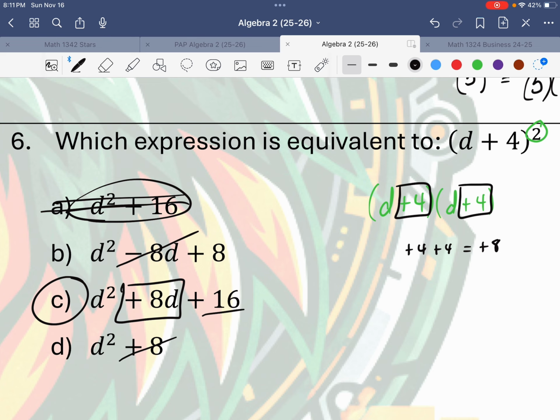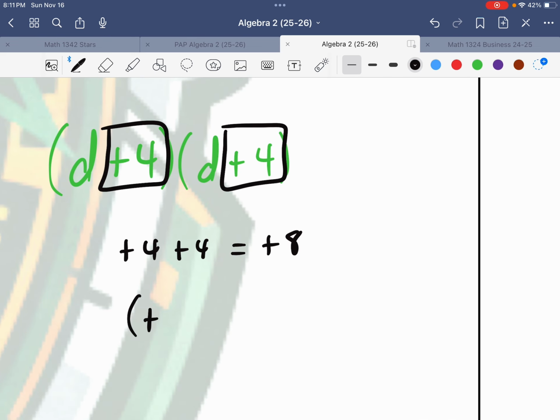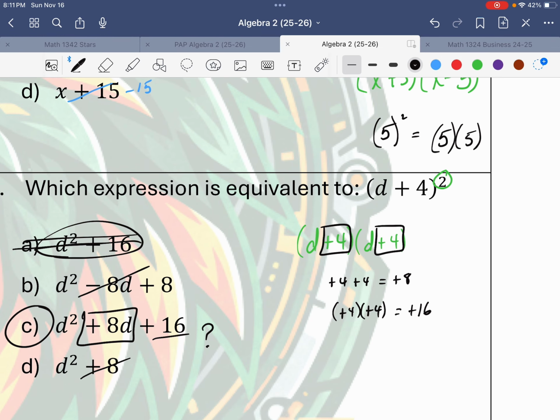Now, why is it 16? Because if you get those two numbers and you multiply a positive 4 times a positive 4, that gives you a positive 16. That's how they got the positive 16 there. That's why C is the answer here.